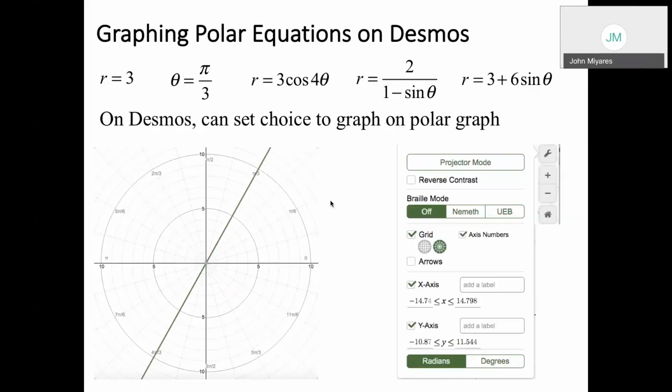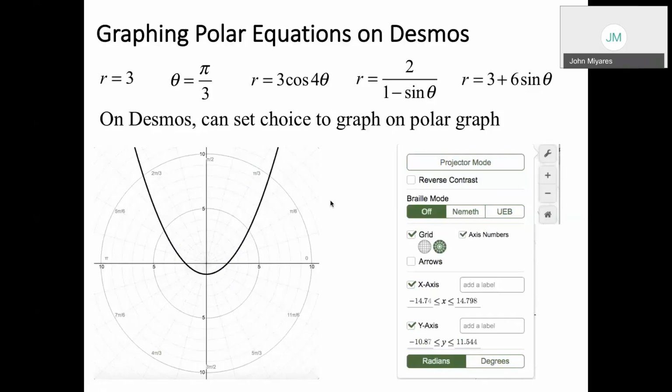The next one, r equals 3 cosine 4 theta, is kind of a cool spirograph looking shape. Each of the petals will be 3 units out from the pole, and the tips of the petals will be 45 degrees apart from each other. For the fourth equation, we're going to have that parabola opening upward with a vertex at (0, -1). The final equation we didn't look at earlier, but it gives us a really cool looking shape as well.